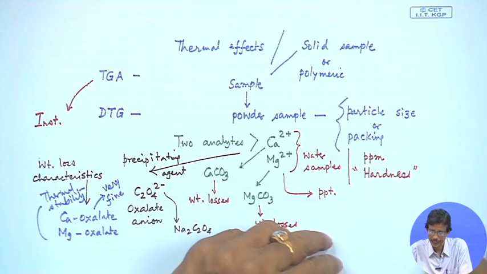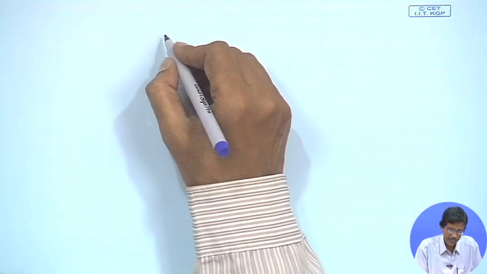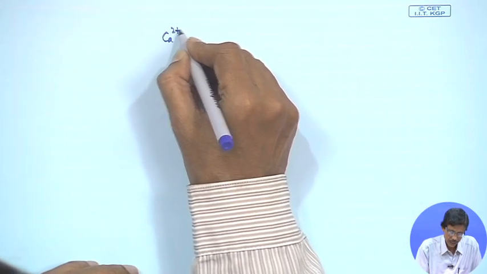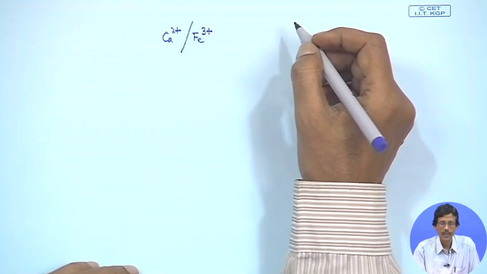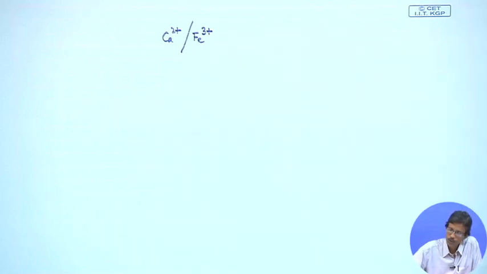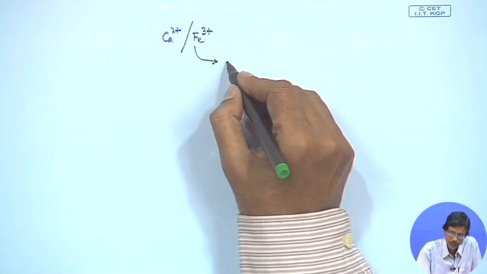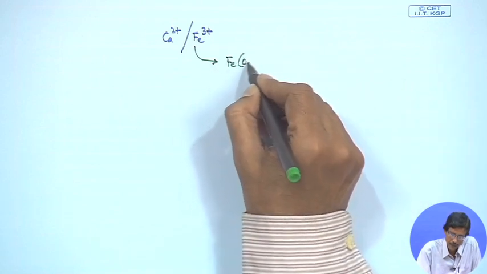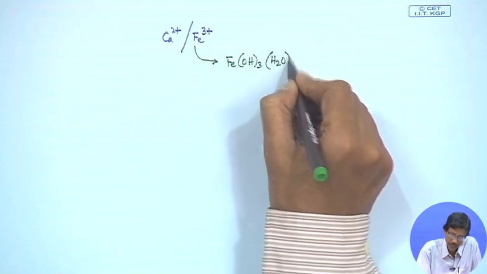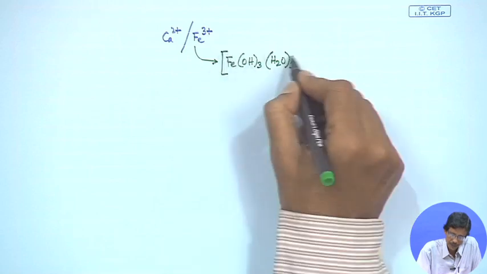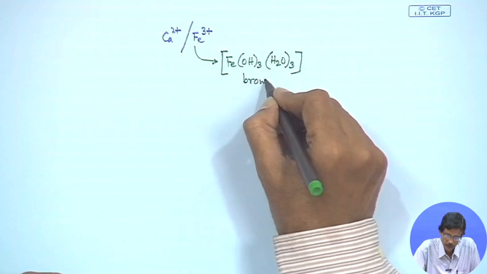We use this particular technique for gravimetric estimation of calcium also, and that calcium can be present with a solution of, say, iron 3 plus. So, what we do there, we basically separate out the iron first, say as the precipitate of ferric hydroxide, which we also write nicely like this. So, this is a brown precipitate.